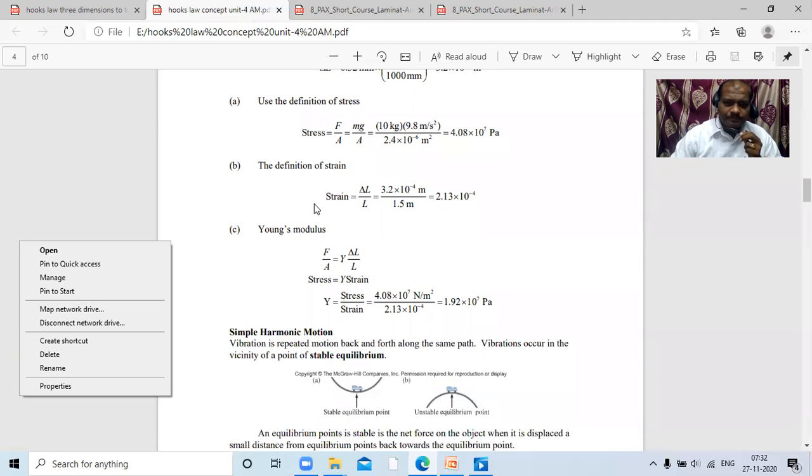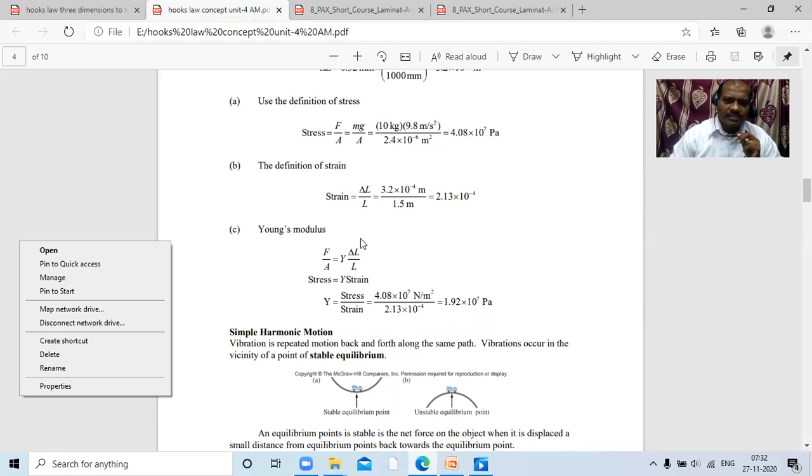Next, strain. Strain is equal to change in length by original length. Change in length is 0.32 into 10 to the power of minus 3 meters, by original length 1.5 meters. That is 2.13 into 10 to the power of minus 4. As strain has no units, there is no need to write one here.